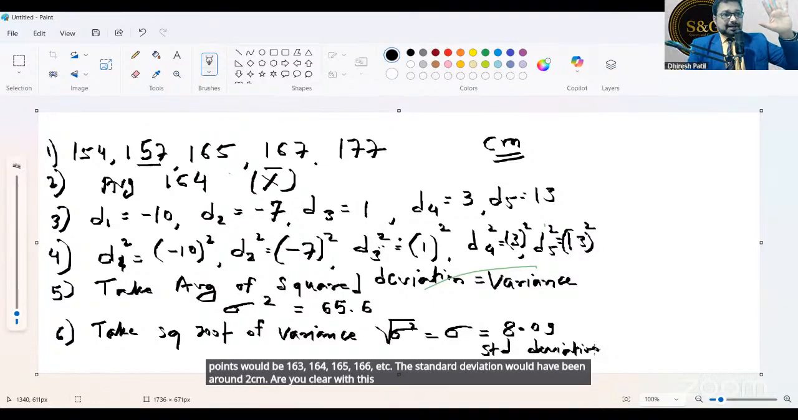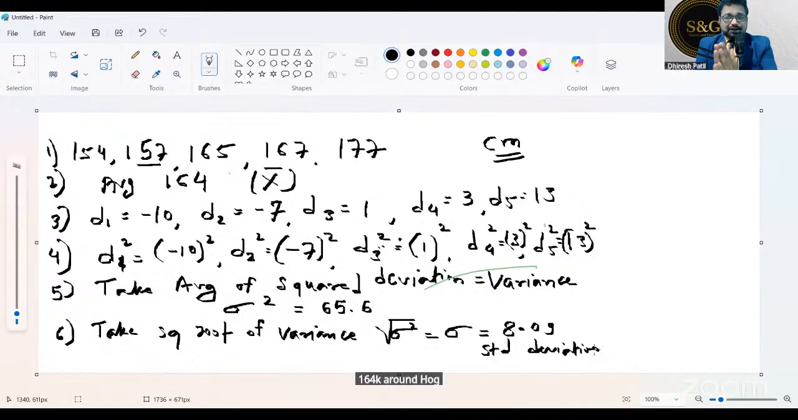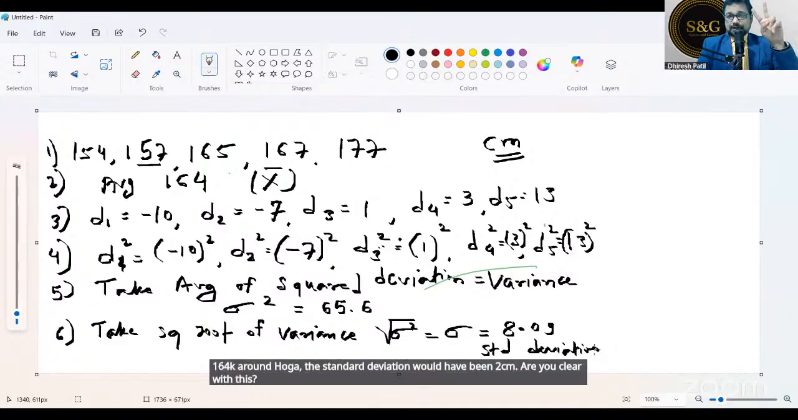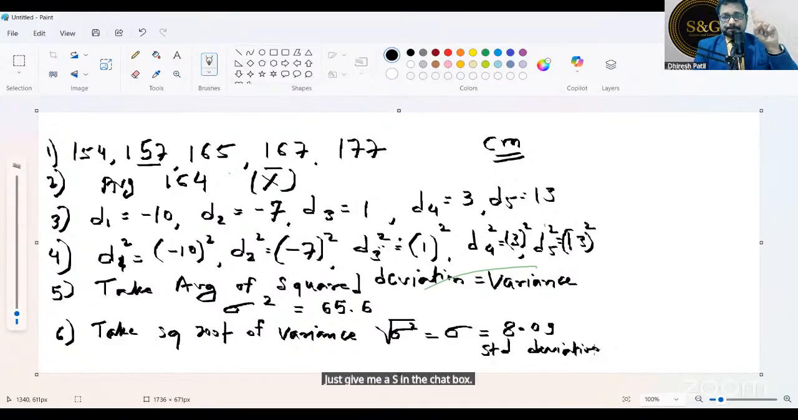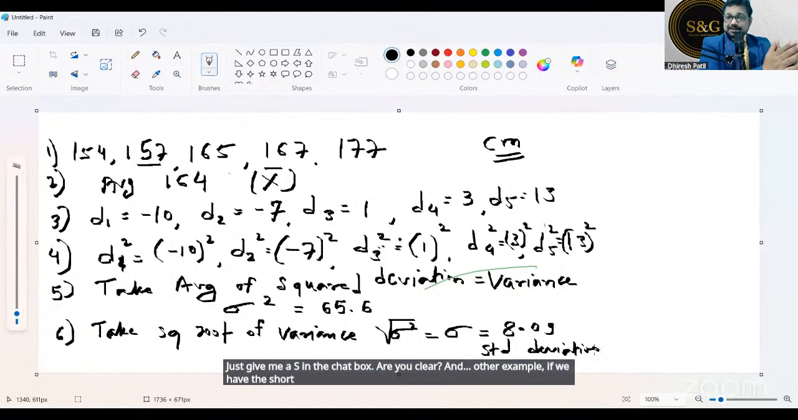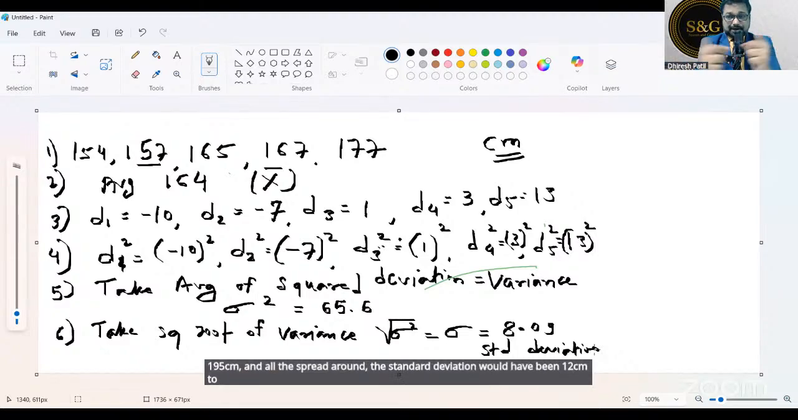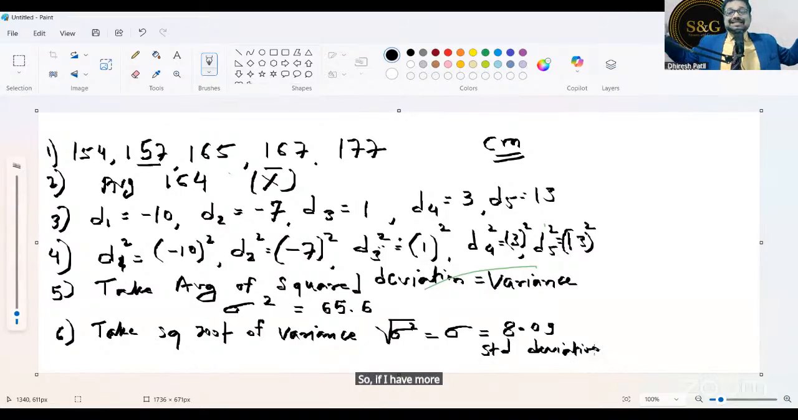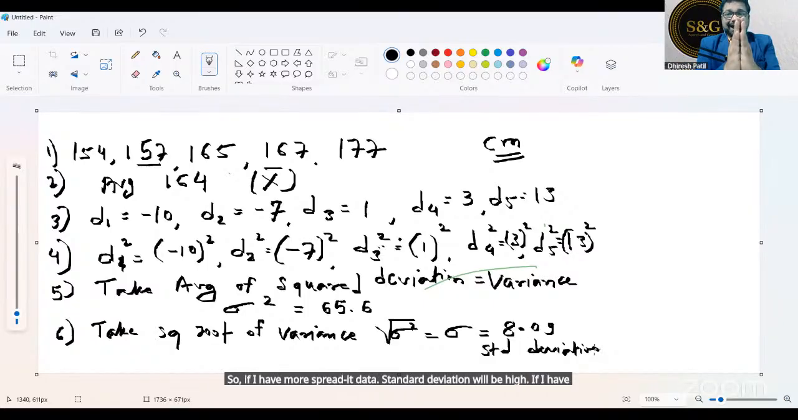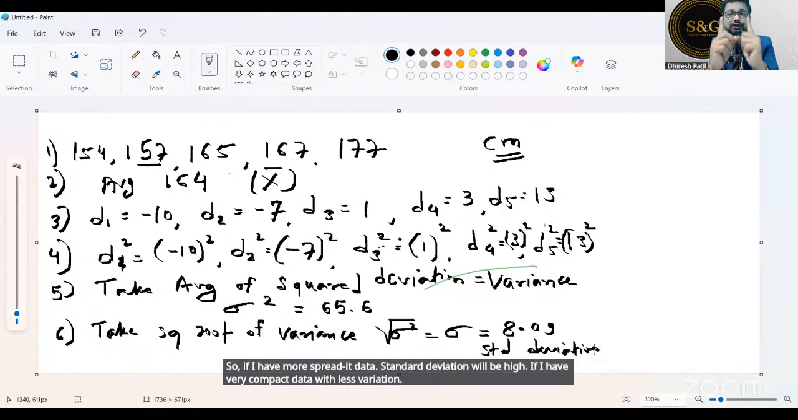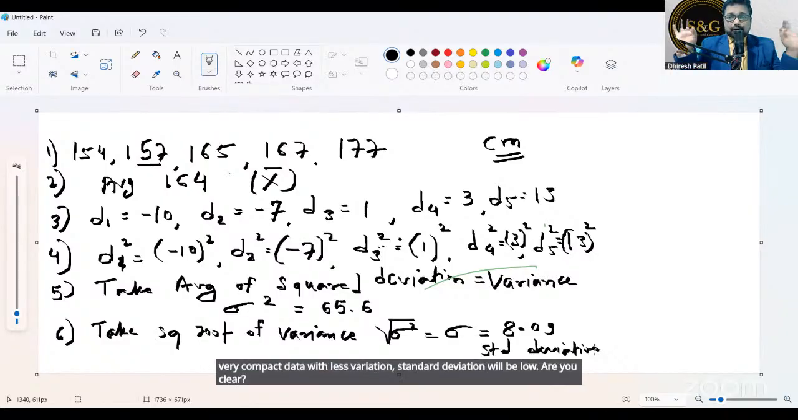Are you clear with this? If the data is around 164, the standard deviation would have been 2 centimeters. Just give me yes in the chat box. And another example: if we have the shortest person at, let's say, 140 centimeter and the tallest person at around 195 centimeter, with all the spread around, the standard deviation would have been 12 to 15 centimeter. Just type yes in the chat box. So if I have more spread-out data, standard deviation will be high. If I have very compact data with less variation, standard deviation will be low. Are you clear? Is this fundamental clear?